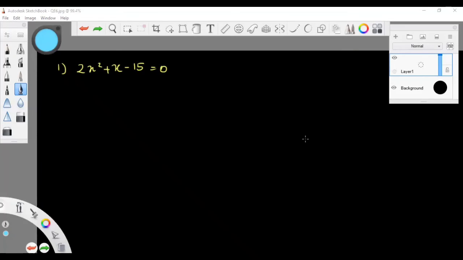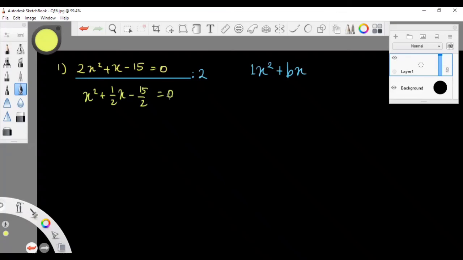Now, when we want to find the values of this quadratic equation using the perfect square, what you can do is divide the whole equation by 2. Why? Because the rule is x squared plus bx, so we don't have any number in front of x squared, it is 1. So you divide by 2, and after you divide, you can do the rest. So this is x squared plus half x minus 15 over 2 equals 0.